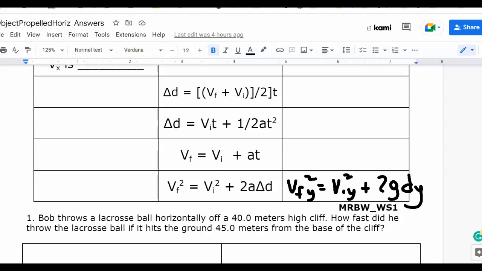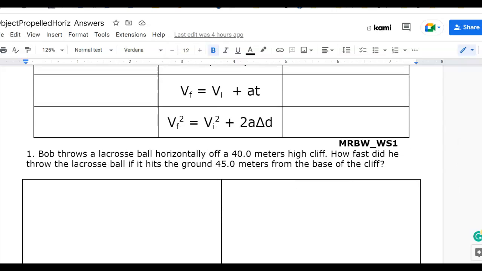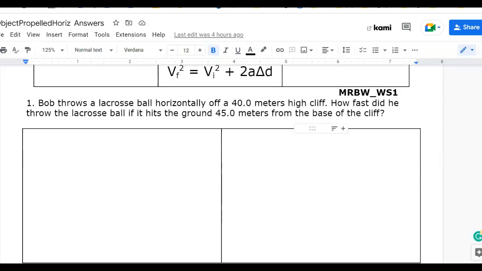Alrighty, read that next question and underline. What are the key words? What are the key numbers?